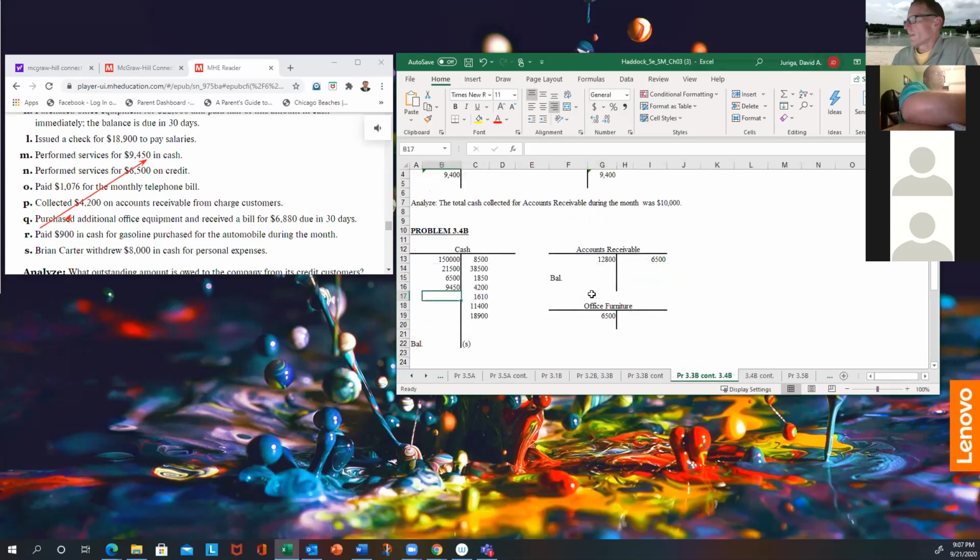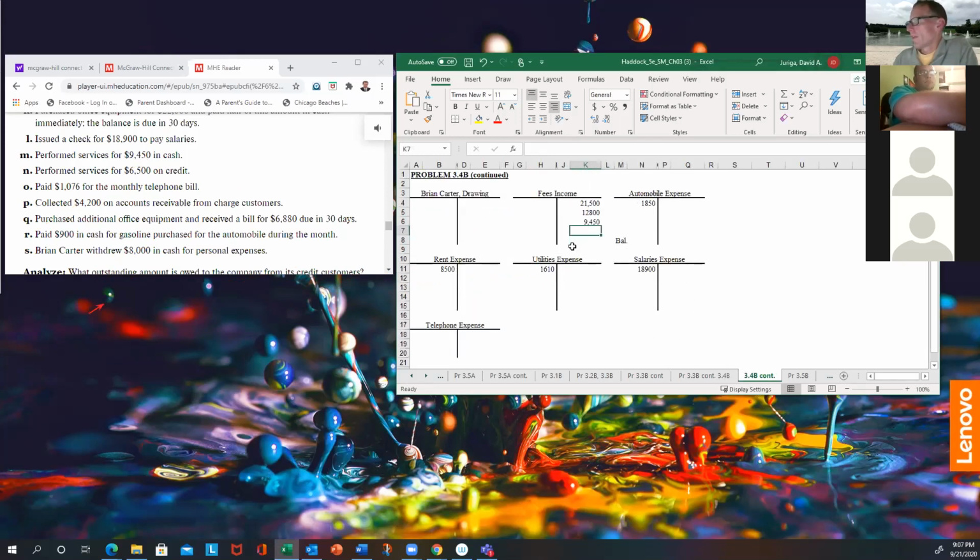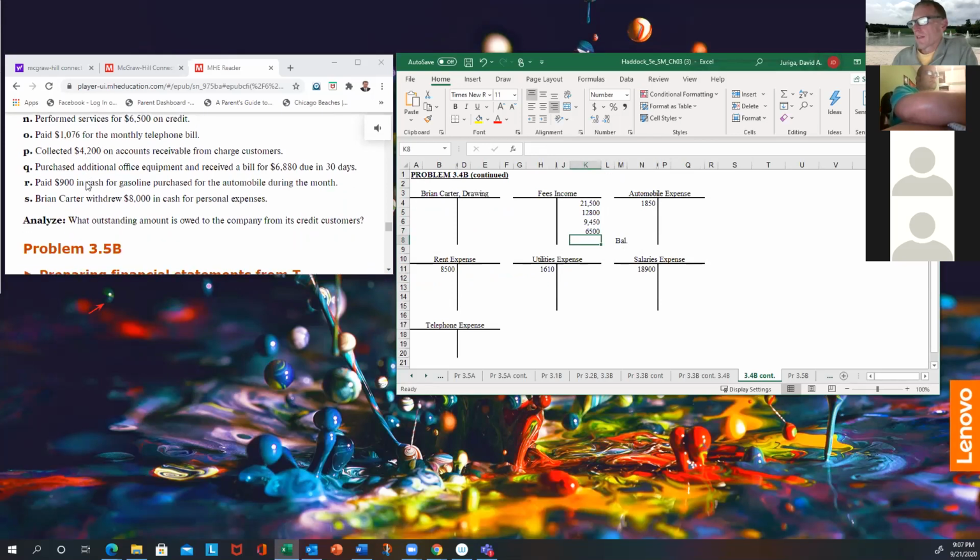On letter N, it's a credit revenue, which is going to be accounts receivable. So you go to accounts receivable, not cash. It's still going to be a debit because you're increasing it. So you'd say debit, accounts receivable, $6,500, and then credit, fees income, $6,500. All right, that's letter N.